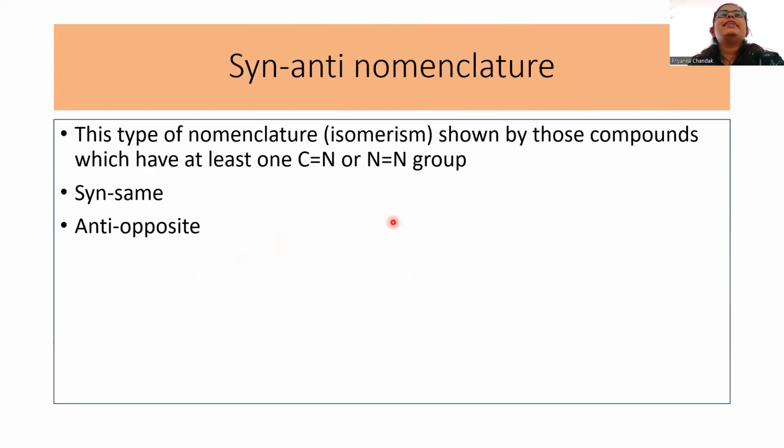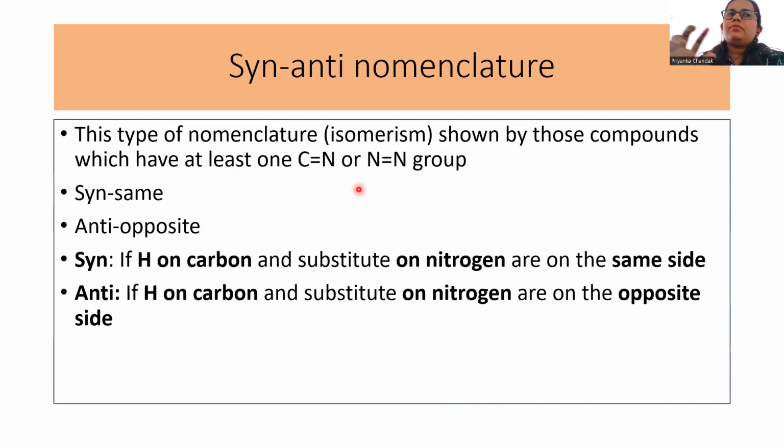Now the last one, syn and anti nomenclature. This type of nomenclature is shown by those compounds which have at least one C double bond N or N double bond N group. So mostly it is related to the N double bond N group. Syn means same side, anti means opposite side. Whether it is carbon double bond N or N double bond N, that's what we have to study here. So please focus on the laser pen.